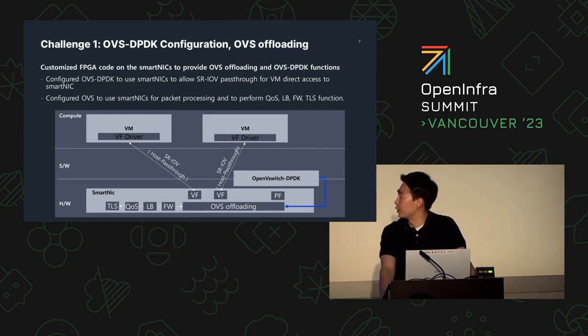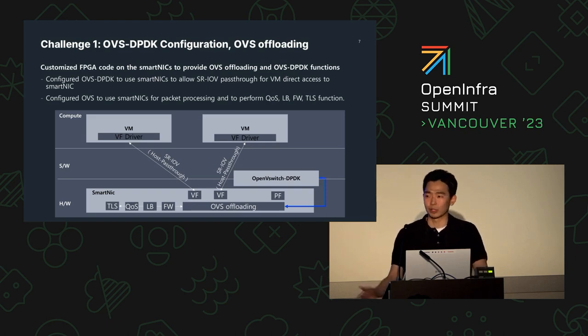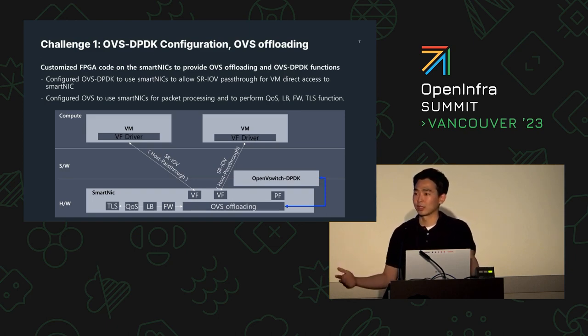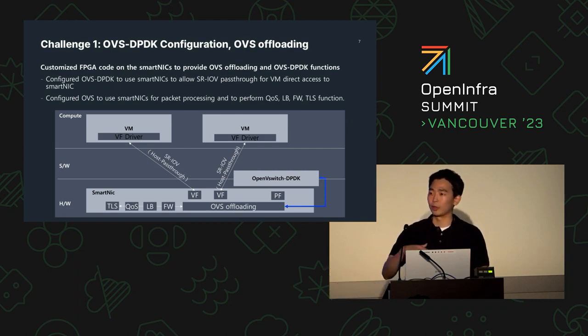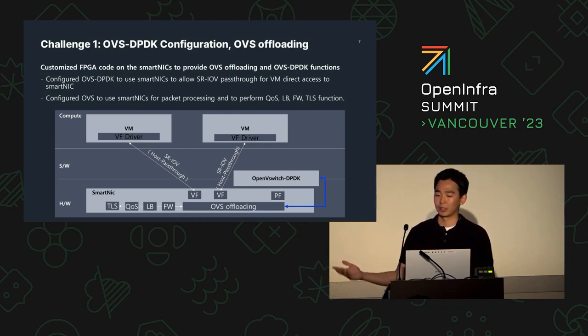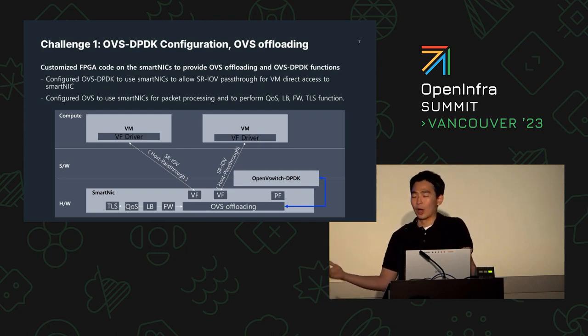And then second is the configuration of OVS to use SmartNICs to provide Neutron functionality. Neutron, as you may already know, provides various network functions, from east-west traffic to load balancing and firewall as well. So we offloaded those tasks to be performed on the SmartNIC directly. The SmartNIC is performing the load balancing, firewalling, QoS management, and TLS security as well. So this decreases the overall workload and burden of the CPU, so that the CPU is more focused on the hypervisor optimizing level.